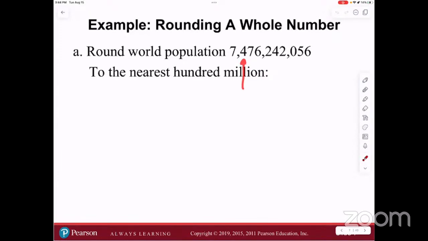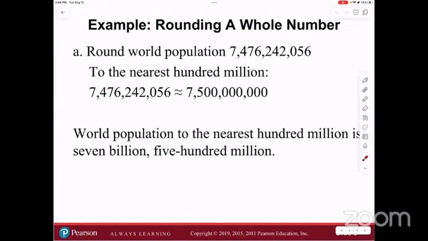So it should be 7,500,000, right? Then basically all the digits to the right are all zeros. You see it here, 7,500,000.